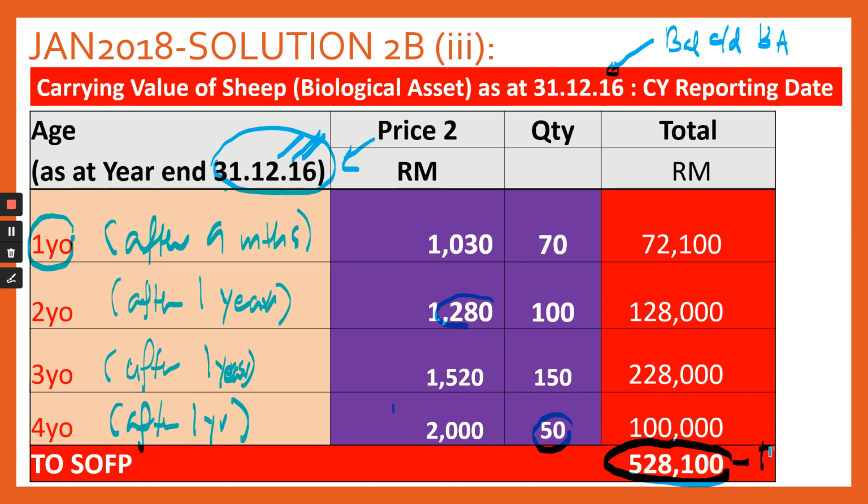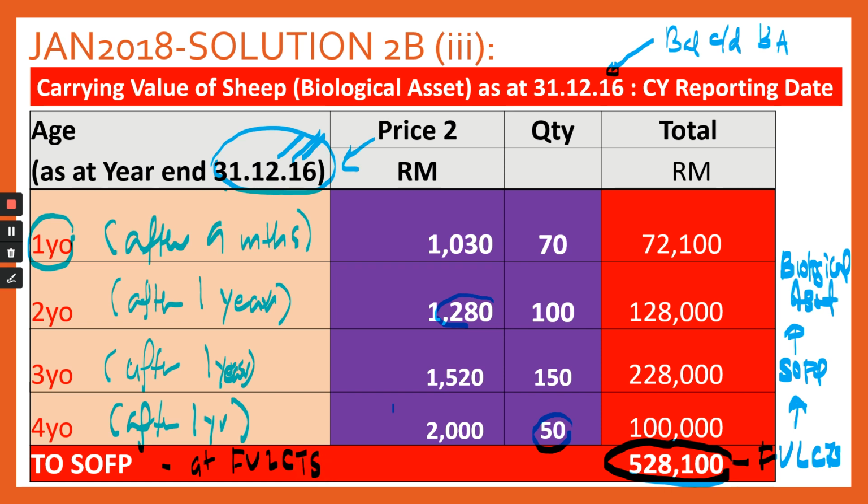And this is the fair value less cost to sell. And this is the one that will be shown in the SOFP as what? It will be shown as the biological asset. That is the one that you will show in the SOFP. So this is the simple way of doing that. So you need to find what are the carrying value, and this is the carrying value at fair value less cost to sell, and this is at the fair value on 31st of December.